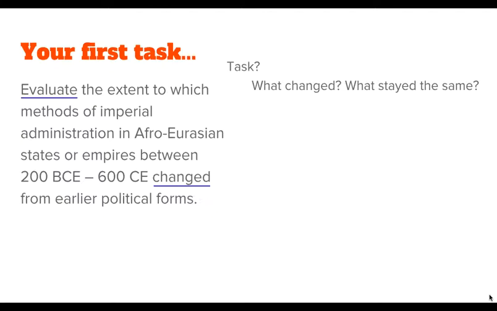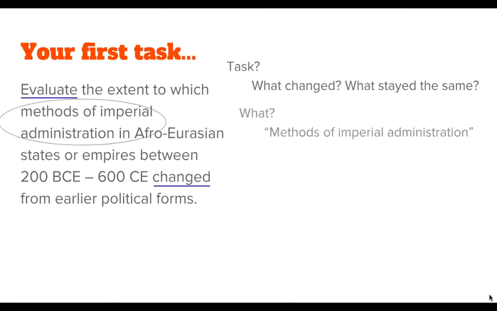So we know that it's change and continuity over time. We know that we're thinking about those processes. So let's move on to the what. Now, the what in this case are methods of imperial administration, which means that this is a how question. So method is how is something done. And imperial administration are the ways in which states govern, rule over, and control their people.